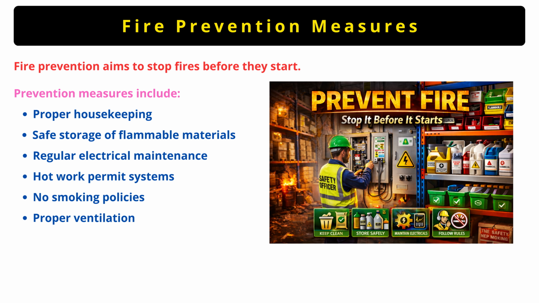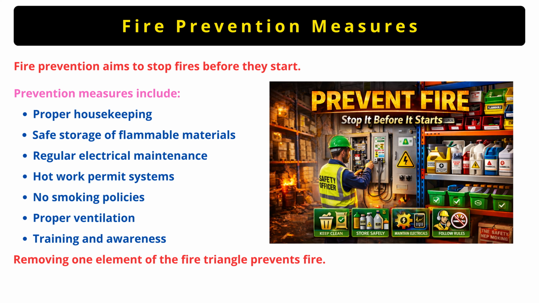Next is proper ventilation. Ventilation prevents accumulation of flammable vapors and reduces explosion risks. So maintaining proper ventilation is essential. Next is training and awareness. If workers do not have knowledge about fire hazards, the system will fail. Training creates awareness, improves knowledge and develops safe behavior.